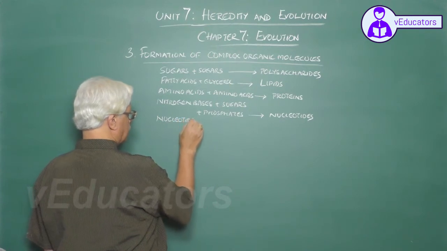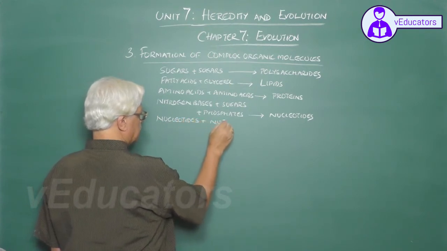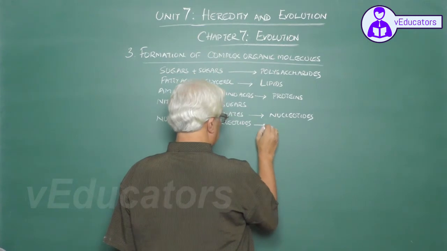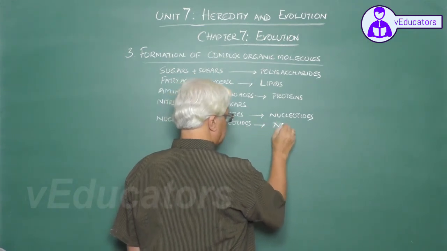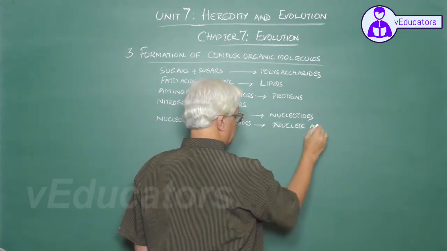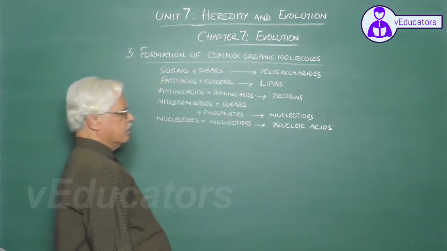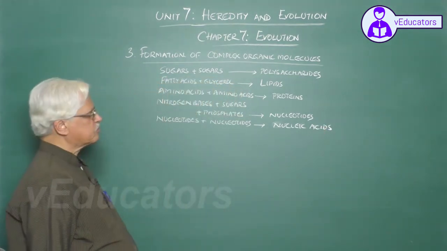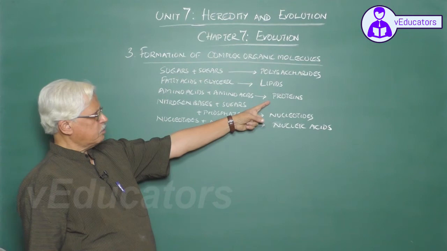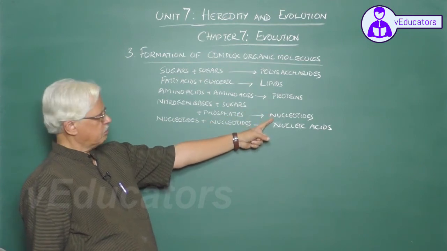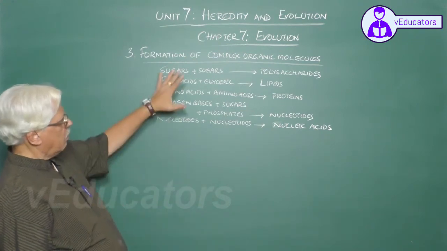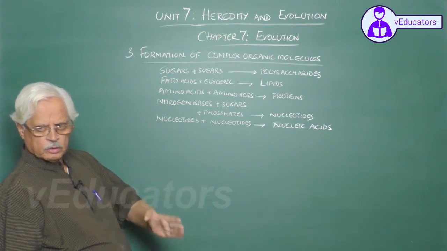Nucleotides combined among themselves to result in the formation of polynucleotides, or what we describe today as nucleic acids. So, formation of polysaccharides, formation of lipids, formation of proteins, formation of nucleotides, and ultimately formation of nucleic acids. All these happened with further cooling down of the earth.